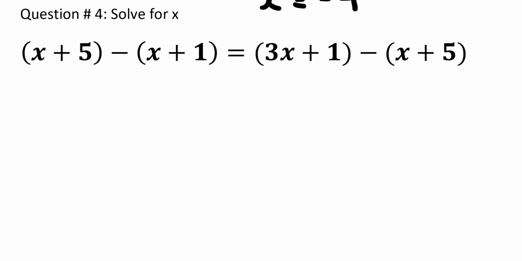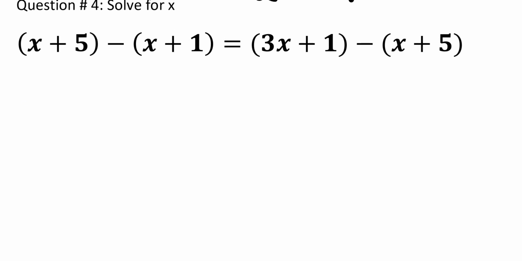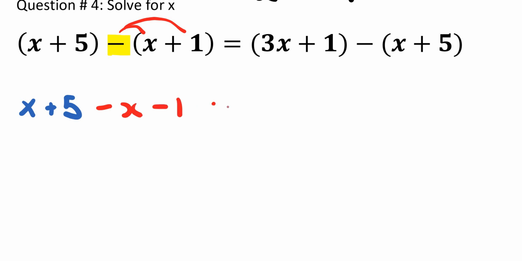Okay, let's go on to another question here. Question number 4, solve for x. From here, let's go ahead. I guess we can just remove the brackets here. So x minus 5, and have a minus sign here. We just distribute that into the brackets. So it's negative x minus the 1 equals. And then we can just remove the brackets here because there's nothing in front of the brackets.